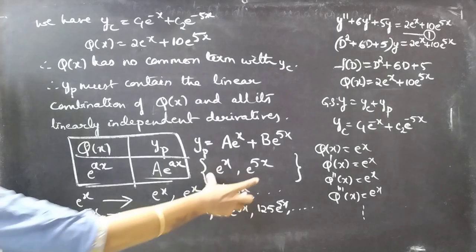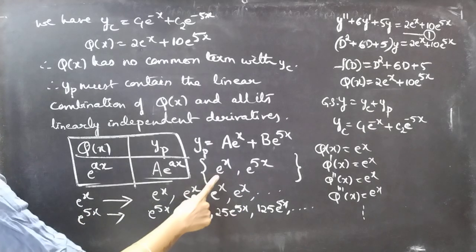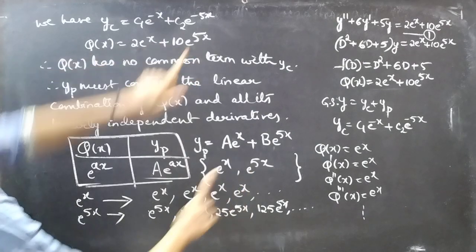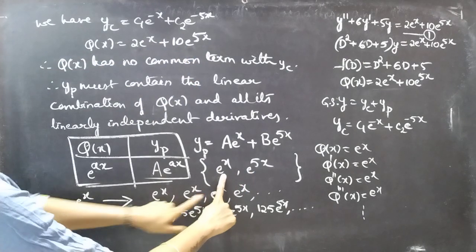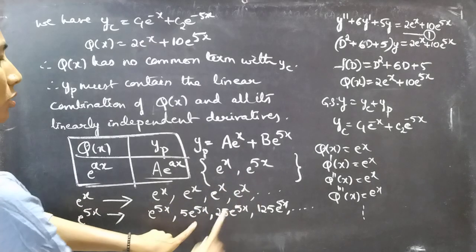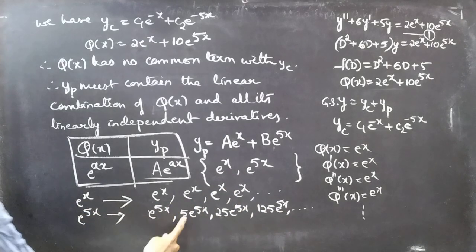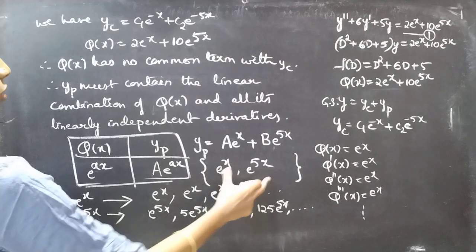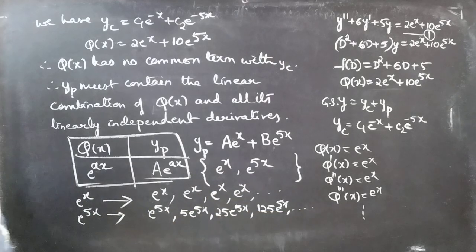See, the set involves q of x and all its derivatives. The derivatives of e power x involve only e power x, and the derivatives of e power 5x involve only e power 5x. Forget about the coefficients of e power 5x and e power x. So the set involves only e power x and e power 5x, right?